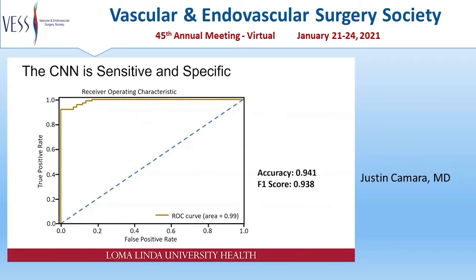Here you can see that the area under the receiver operator characteristic curve is excellent at 0.99. The accuracy for the model was very good for the training and validation subgroups. And overall, these findings support that the model is sensitive and specific.